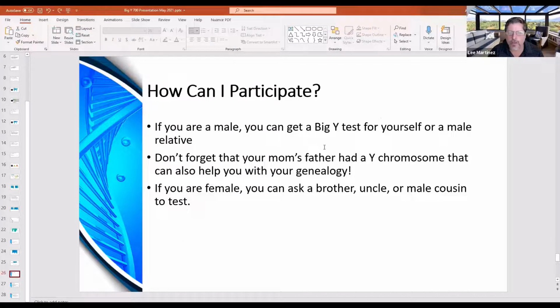So if you're a male, you can get a big Y test for yourself. It goes on sale next month for the week of Father's Day. Don't forget your mom's father had a Y chromosome, and that can help you with your genealogy. So don't forget mom, her father. If you're a female, ask your brother, right? So in other words, everyone can participate. It goes on sale next month.